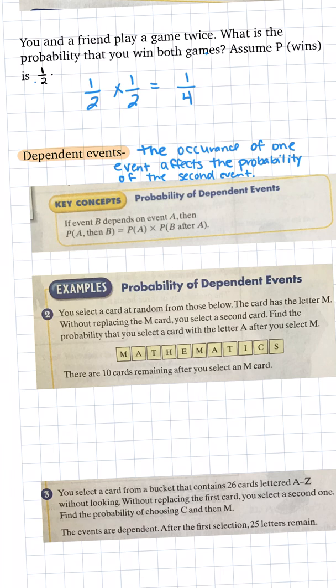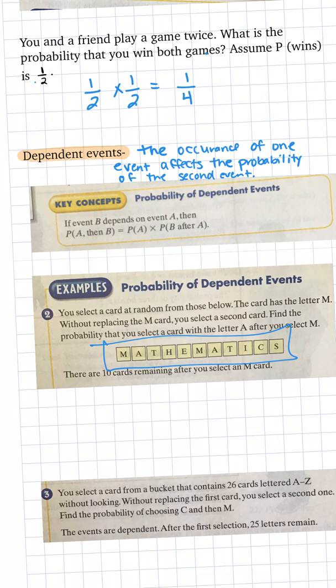You select a card at random from these below. The card has the letter M. Without replacing the M card, you select a second card. Find the probability that you select a card with the letter A after you select M. So there are 10 cards remaining after you select M.